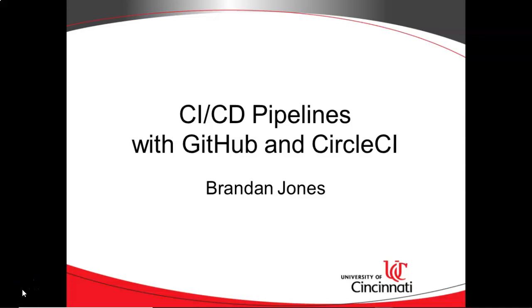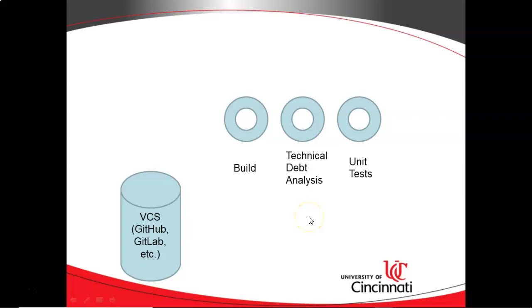In this video, we're going to look at CI/CD pipelines with GitHub and CircleCI. CircleCI enables continuous integration and continuous deployment or continuous delivery. In CircleCI, we can build a pipeline, and a pipeline says, okay, every time we do a commit, our source code that we've committed has to run through these steps.